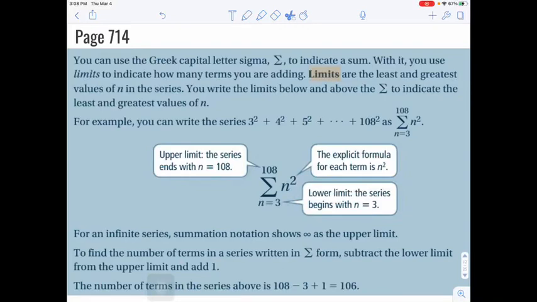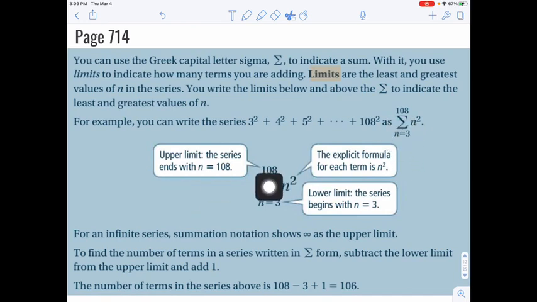Section 9.4, Example 3 on page 714. You can use the Greek capital letter sigma to indicate a sum. With it, you use limits to indicate how many terms you are adding. Limits are the least and greatest values of n in the series. You write the limits below and above the letter sigma to indicate the least and greatest values of n. For example, you can write the series 3 squared plus 4 squared plus 5 squared, all the way to 108 squared, as the sum of n squared from n equals 3 to n equals 108.